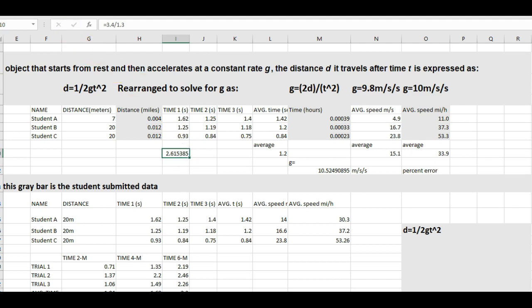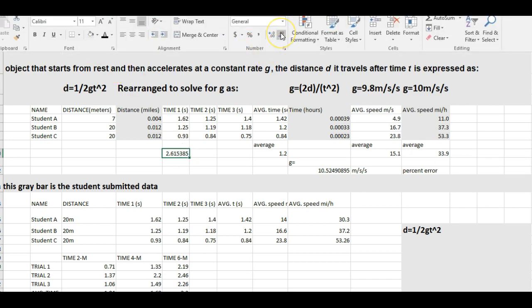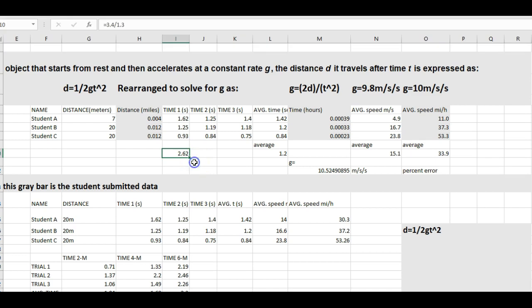So what do you need to do? You need to go over to home and you need to reduce these significant figures, okay? 2.6 is okay, since it's one more significant figure than the numbers that went into it, okay? So that would be a correct number for this expression right here.